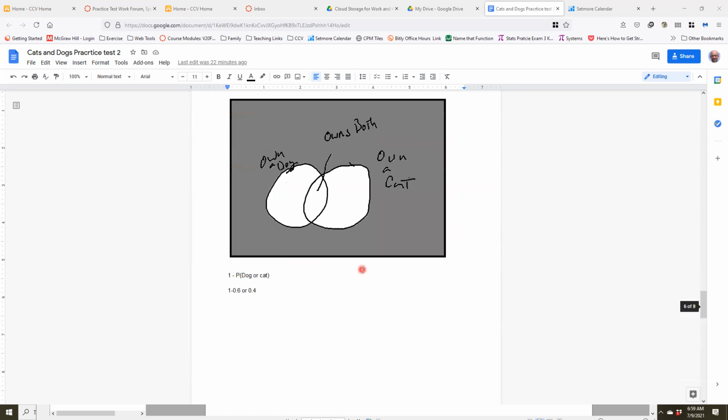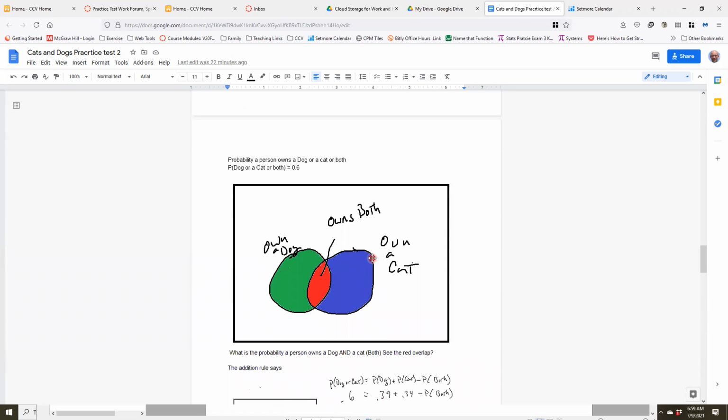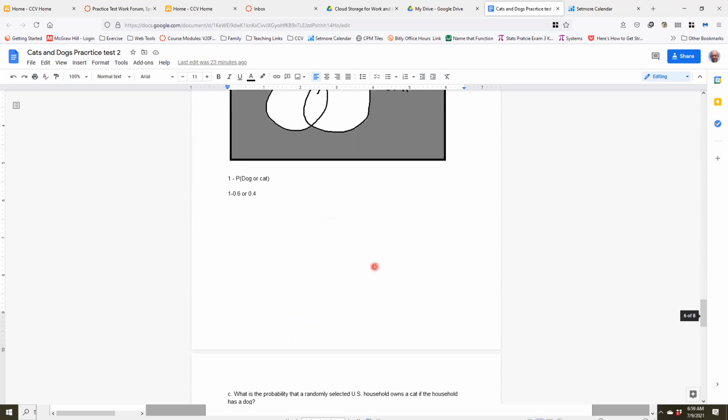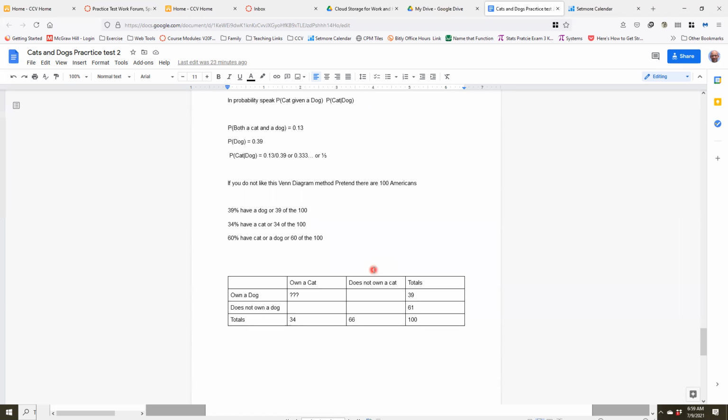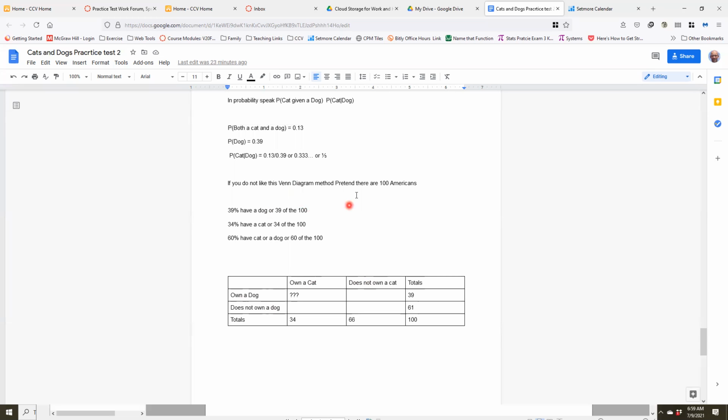Now maybe this Venn diagram thing getting thrown in at this late date is confusing to you and you don't like it. Okay, so what we can do, since we did use tables with Dr. Stevens, and there's two criteria: owning a cat, owning a dog, and then their complements, right? Of not a cat, not a dog. So I set up this table here: own a cat, not own a cat, own a dog, does not own a dog, and I said if there's 100 Americans, say, pick an easy number.